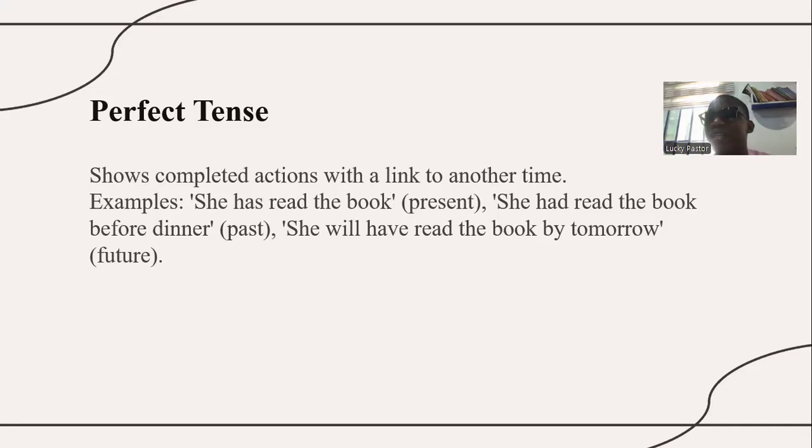She had read the book. Or you can say she had read the book before dinner. That's a past perfect, an action that was completed before another took place, right? Then we have the future perfect that says she will have read the book by tomorrow. She will have, meaning she would have completed this book by this time tomorrow. That is future perfect. So perfect always deals with actions that are completed, right? Either in the present, in the past, or in the future.